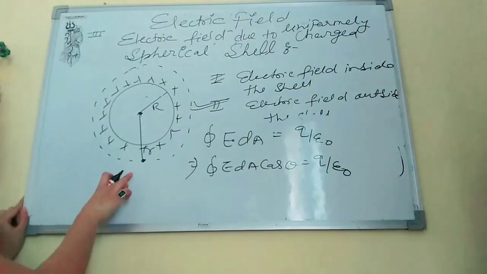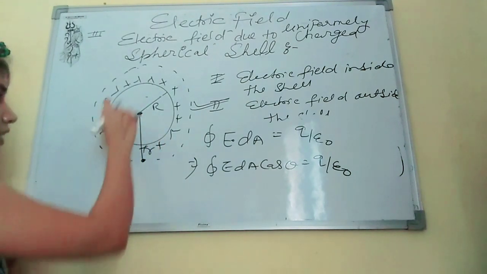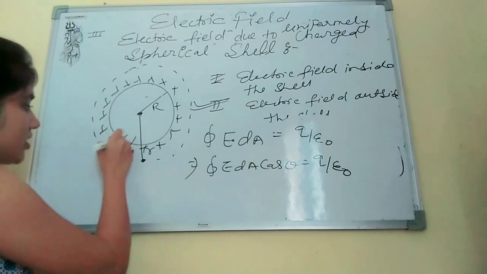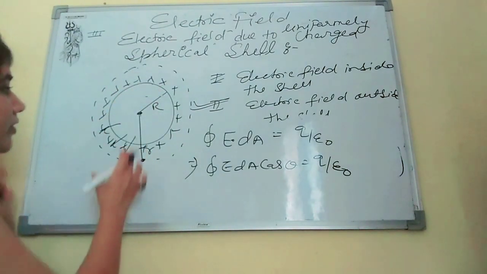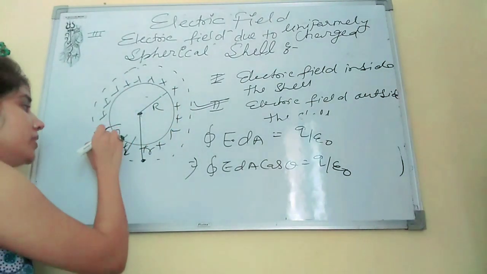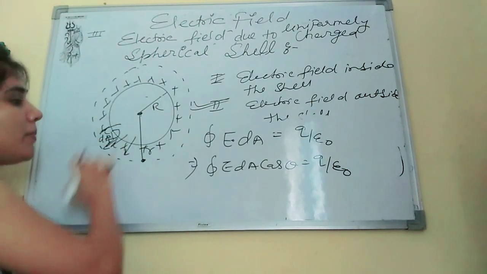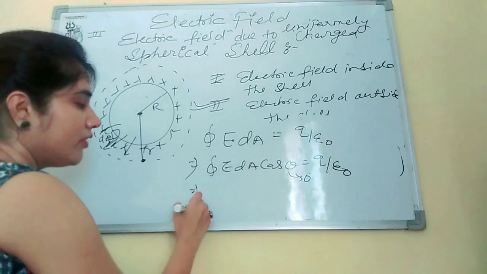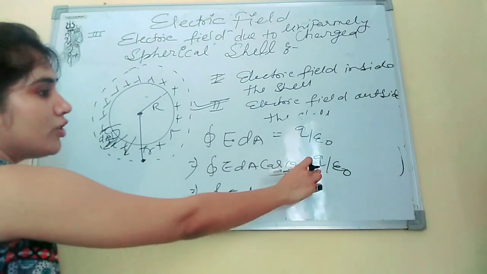Now here theta will be 0 again. Why? Because if you see at any point, the electric field acts in this direction, in this direction, in this direction, because charges are distributed here uniformly. And if you see any small section in this shell, that will be dA, and dA will be in the same direction. So both are parallel, which means theta will be 0. If theta is 0 degrees, then we simply get E dA equal to the value of Q.